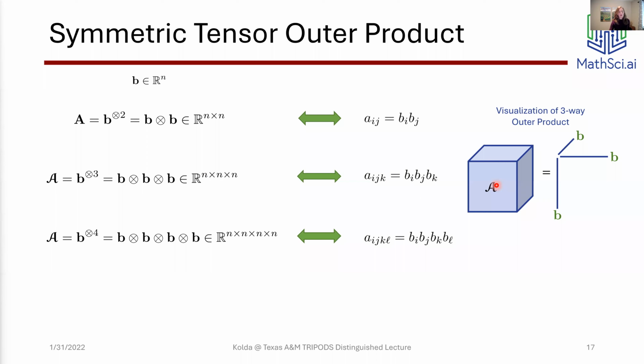We can do the 4-way outer product, and then we get a 4-way tensor, and its entries are just the products of the corresponding entries of the b vector. And you can do an arbitrary d-way outer product. So we have these symmetric outer products. Some interesting things happen when you work with the inner products of these.